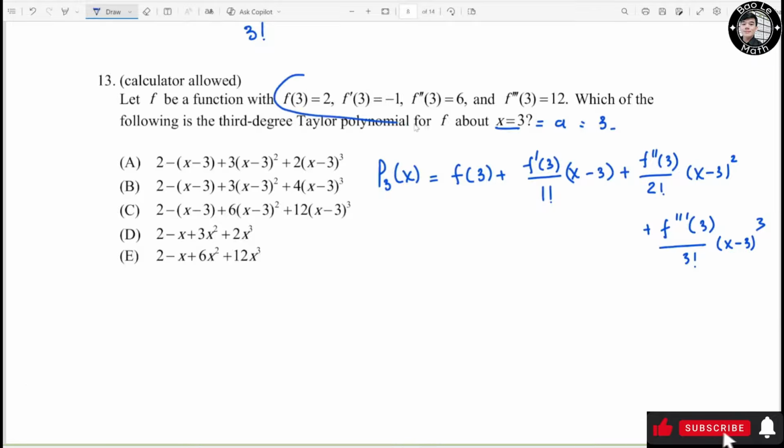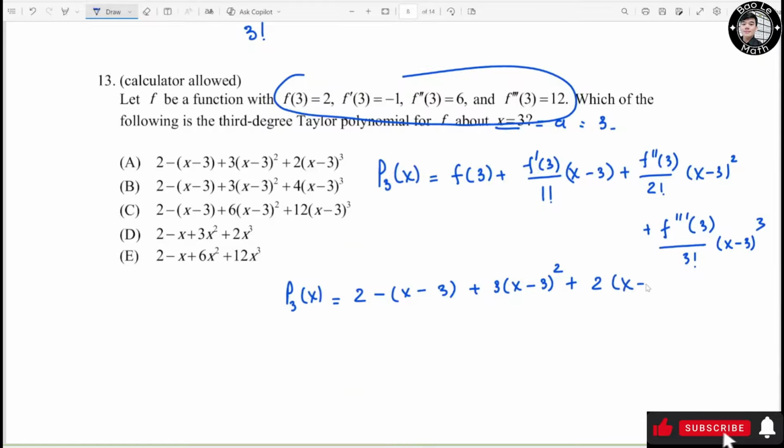We substitute values, right? So we have P3 of s equals f of 3 equals 2, plus f prime of 3 equals negative 1, so it's negative of s minus 3. F double prime of 3 equals 6, so 6 divided by 2 is 3, so plus 3 times s minus 3 squared. F triple prime of 3 equals 12, so 12 divided by 6 is 2, times s minus 3 cubed, right? So the answer must be A.